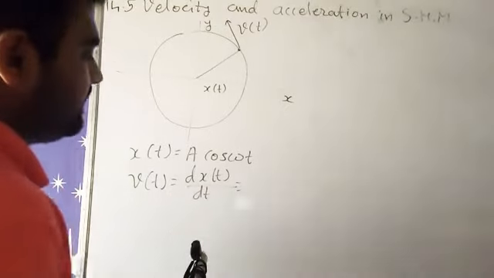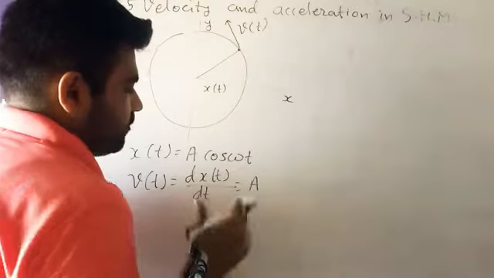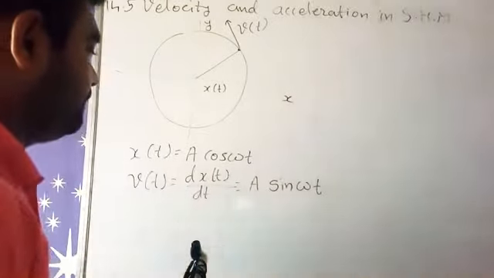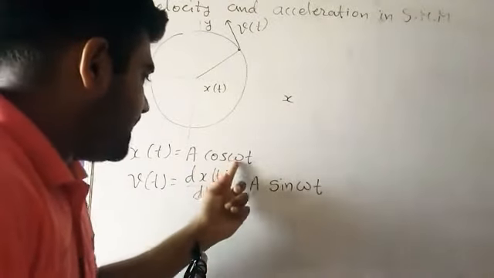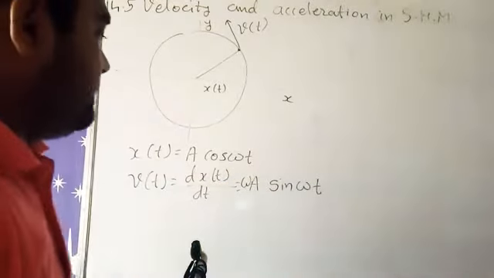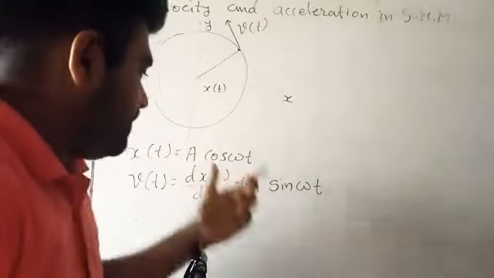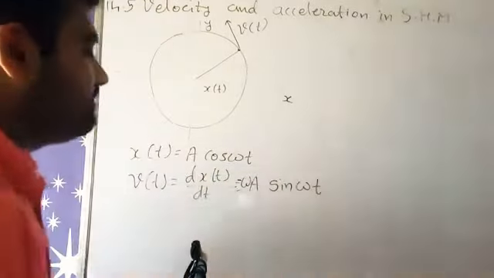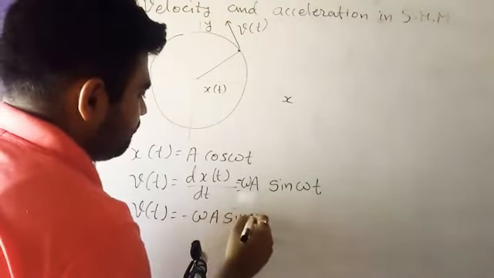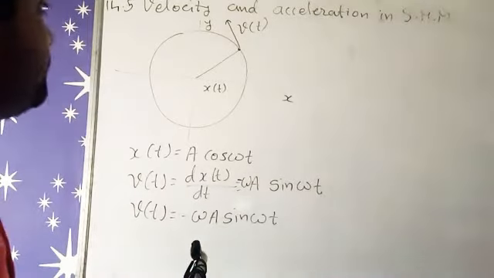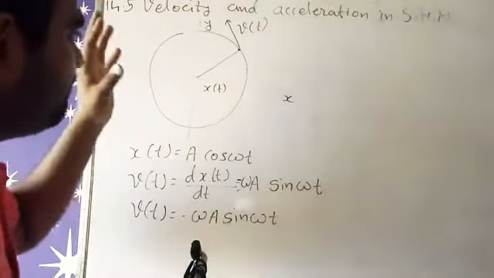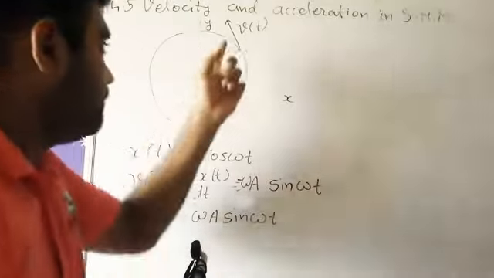So here a is constant, and the differentiation of cos is sine omega t, right? So cos differentiation is sine, and omega t differentiation further gives omega here. But sine differentiation is cos, while cos differentiation is minus sine, so I have to write a minus here. That's why v of t is minus omega a sine omega t, right? So that's velocity.